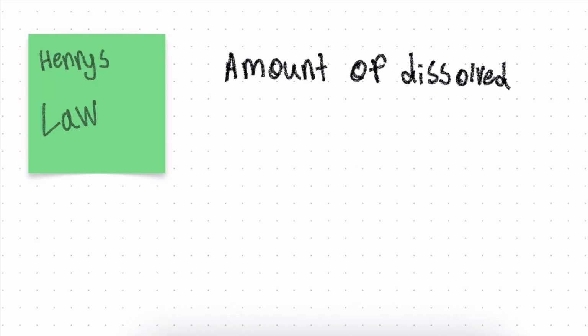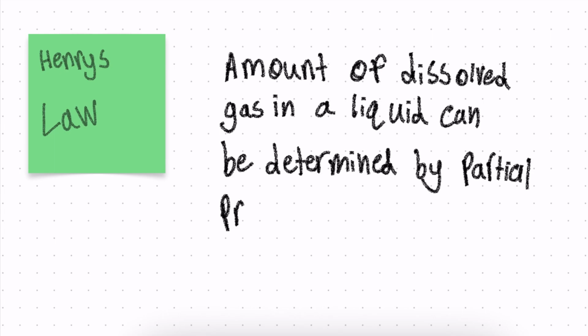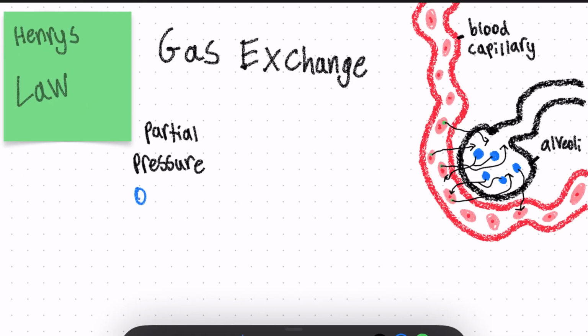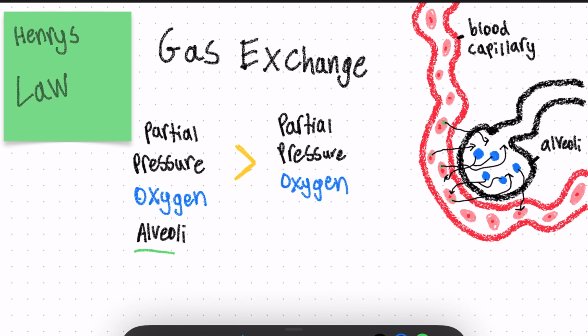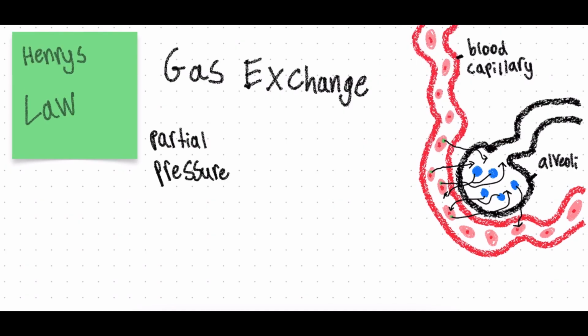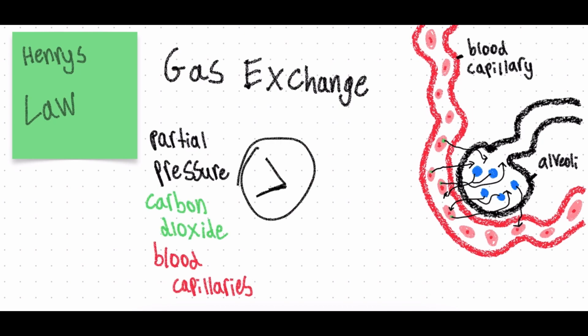Following off of that, Henry's law states that the amount of dissolved gas in a liquid can only be determined by the partial pressure. Gas exchange really cannot happen unless the partial pressure of oxygen in the alveoli is greater than the partial pressure of oxygen in the blood capillaries, because gas moves down pressure gradients. Inversely, we've got carbon dioxide. The partial pressure of carbon dioxide has to be higher in the blood capillaries than the partial pressure of carbon dioxide in the alveoli.